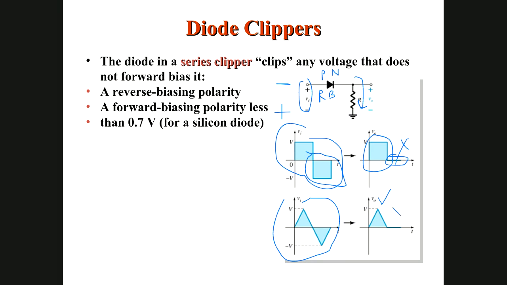In fact, it is the same circuit as a half-wave rectifier. I hope you remember the half-wave rectifier. In a half-wave rectifier also, only one half is present in the output and the other half is not there. So this is what a diode clipper or series clipper is. Hope it is clear. Any questions from anybody?